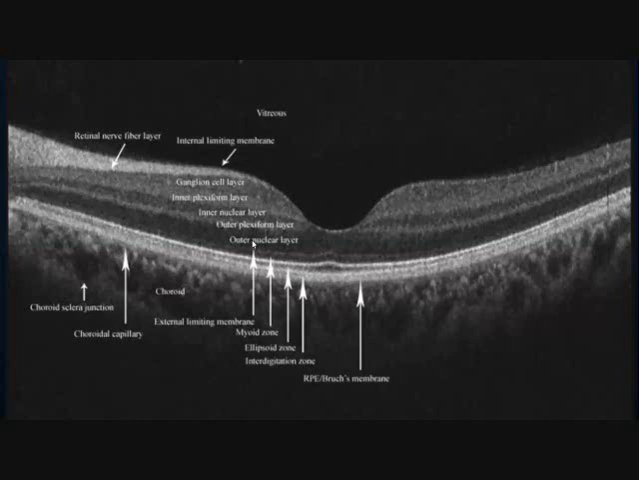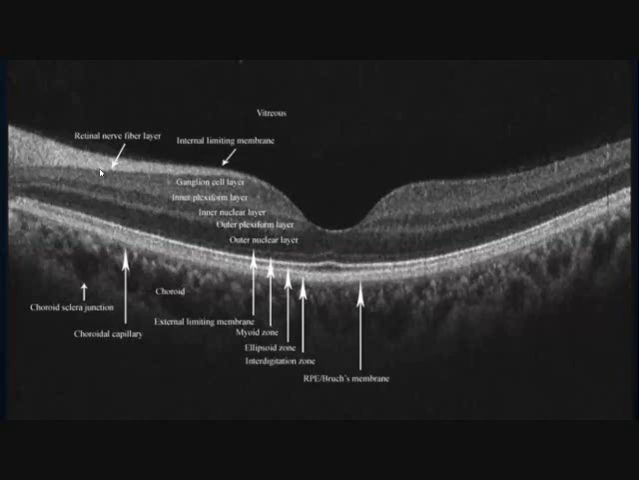And then we have the outer nuclear layer, outer plexiform layer, inner nuclear layer, inner plexiform layer, and the ganglion cell layer. And the most important is the nerve fiber layer. And we know that towards the disc, the nerve fiber layer is thicker.